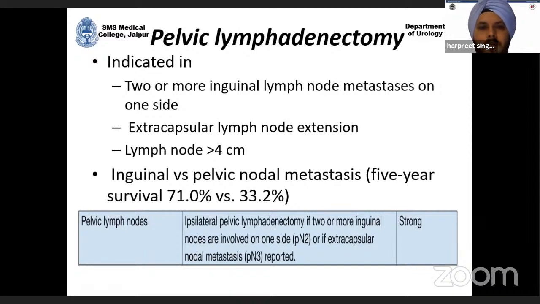There is also one more criterion. The cutoff value is three inguinal lymph nodes involved, or the size of the lymph node, where the cutoff value is 30 mm or 3 centimeters, or if there is an extranodal extension. If all these factors are present, that is, three lymph nodes, or a lymph node size of 3 centimeters, or extranodal extension, then there is a 56 to 57% chance of pelvic lymph node involvement. If all these factors are absent, there is almost a 0% chance of involvement of the pelvic lymph nodes.